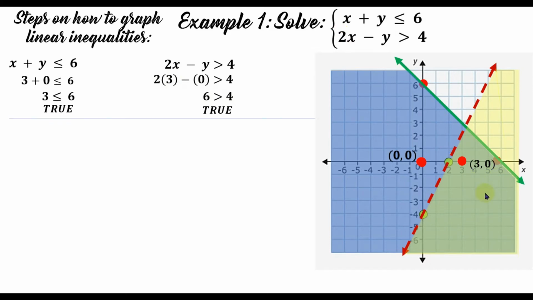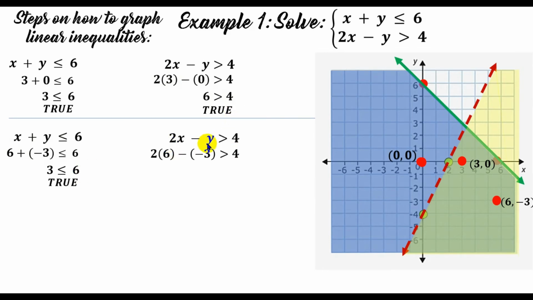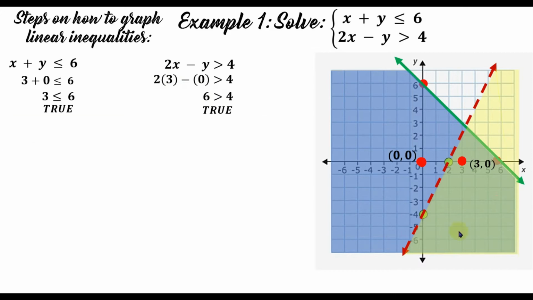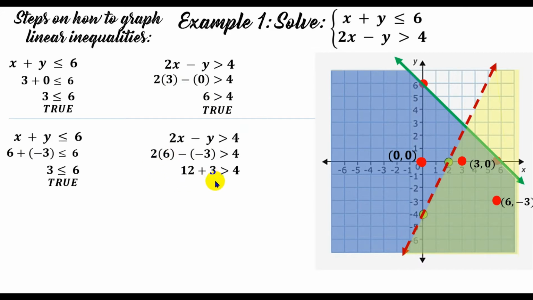So let's have another point here. We have positive 6 and negative 3. Substitute natin siya. So we have x is 6, y is negative 3. So 6 plus negative 3 is 3. 3 is less than or equal to 6. Again, this is true. For the second linear inequality, 2x minus y is greater than 4. X is 6, y is negative 3. So minus and negative, that will be positive and plus na po siya. 2 times 6 is 12. 12 plus 3 is 15. 15 is greater than 4. That is true.